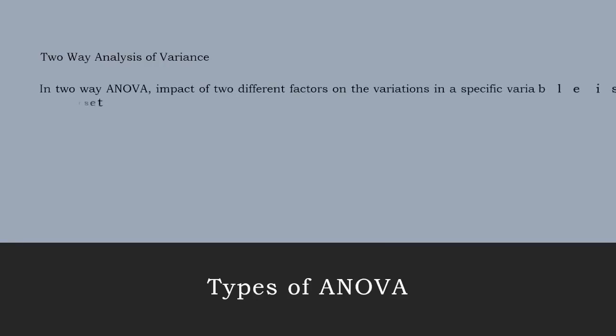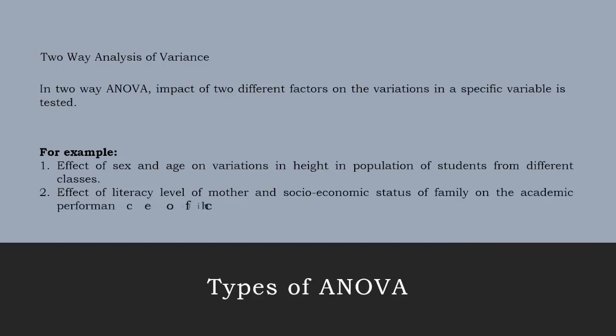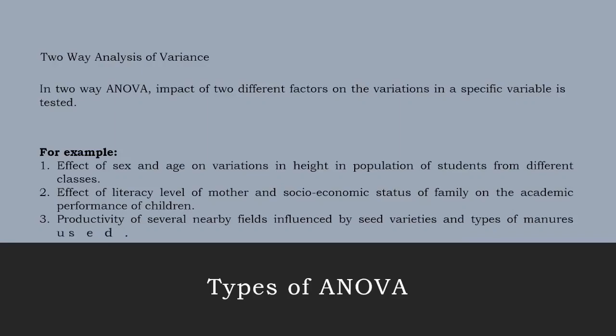The next one is the two-way analysis of variance. In two-way ANOVA, the impact of two different factors on the variations in a specific variable is tested. For example, the effect of sex and age on variations in height in a population of students from different classes, the effect of literacy level of mother and socioeconomic status of family on the academic performance of the children, and productivity of several nearby fields influenced by seed variations and types of manure used.